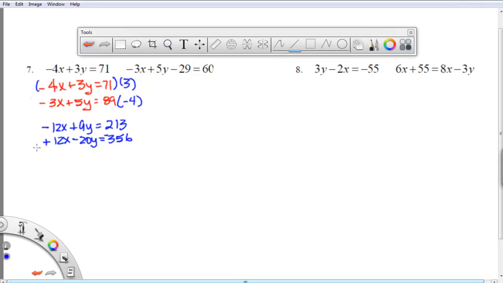Okay, let's go ahead and add our two equations together. Remember, we always add our equations, we don't subtract them. Add a negative 12 and a positive 12, that gives me 0x. Positive 9, add a negative 20, gives me negative 11y. And 213, add a negative 356, gives me a negative 143. So a negative 11y equals a negative 143. I divide each side by a negative 11, and y equals a positive 13.